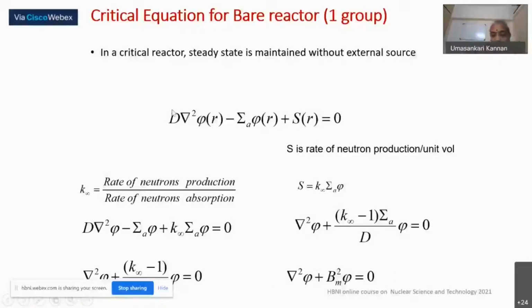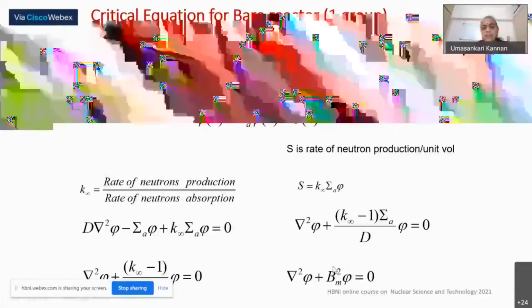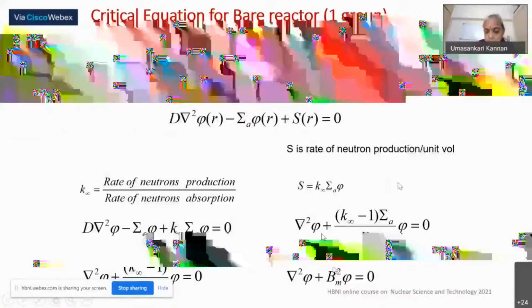Since we are talking about the neutrons which are moving in a chain reacting system, or in a volume or region of interest for us, we have used those material properties, and it's a multiplying medium, and we try to derive a governing equation for this neutron flux, or neutrons which are diffusing in the medium. So this K infinity minus 1 by D into sigma A, I have written as a quantity called Bm square.